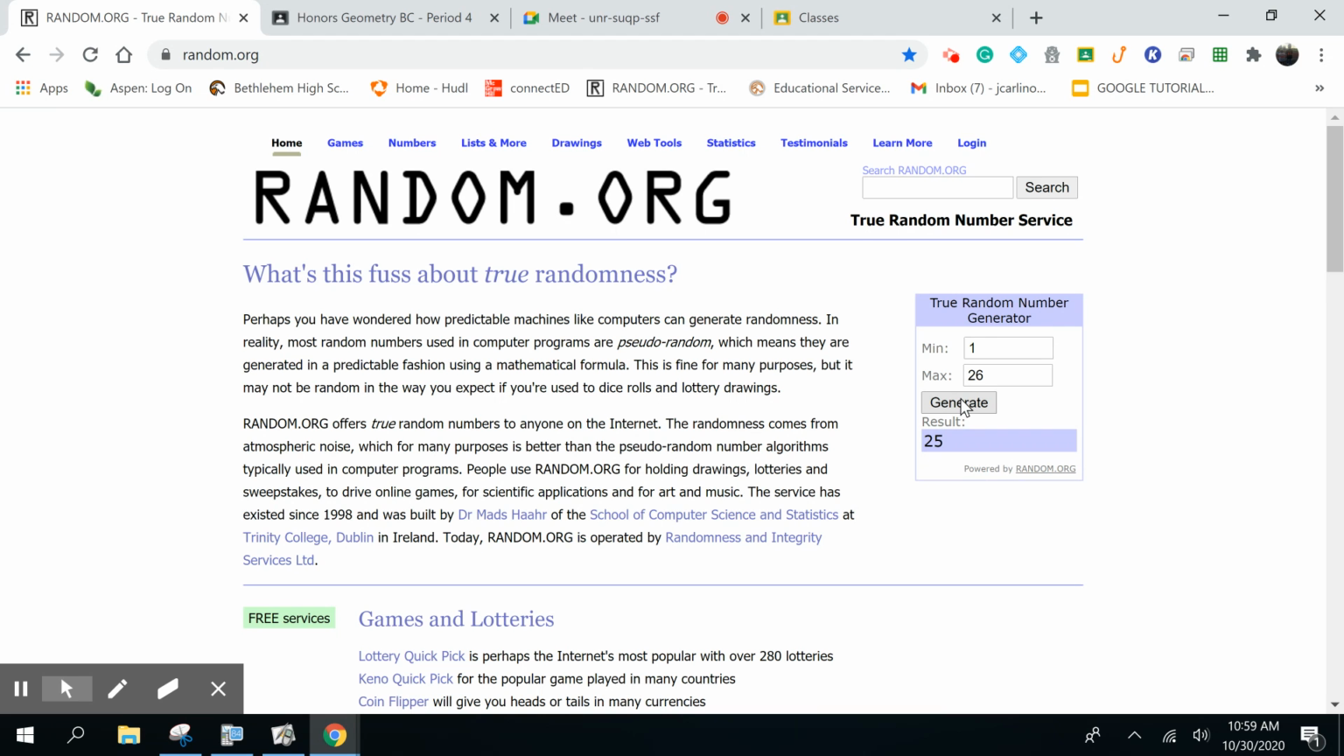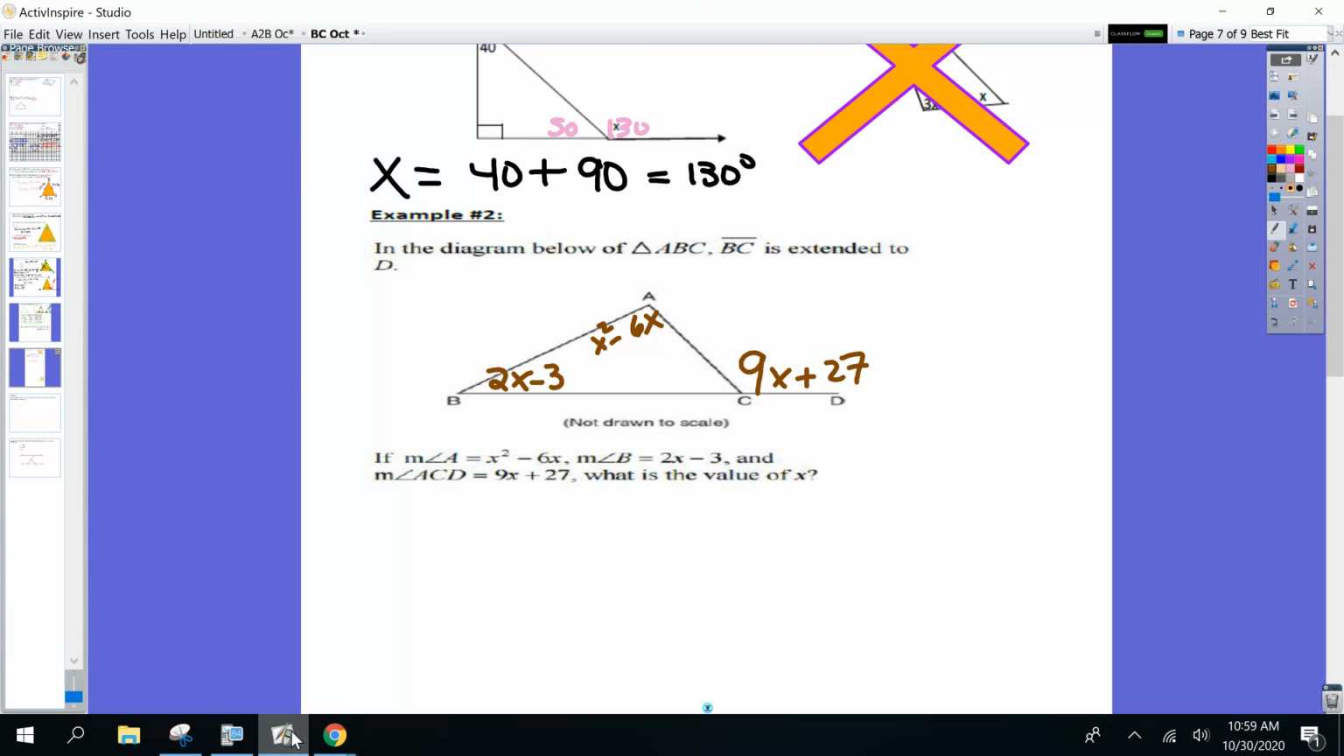Sabrina, are you on here? Oh, hi, Sabrina. Ready? Okay, what's my exterior angle, Sabrina? 9x plus 27. All right. The exterior is equal to, give me one remote interior. x squared minus 6x. Yep. Plus, what's the other remote interior? 2x minus 3. Are you another one that hasn't been called on recently, Sabrina? I think so. Okay.